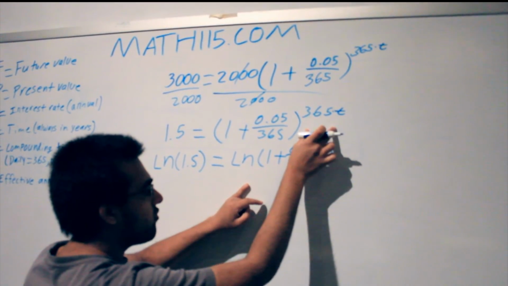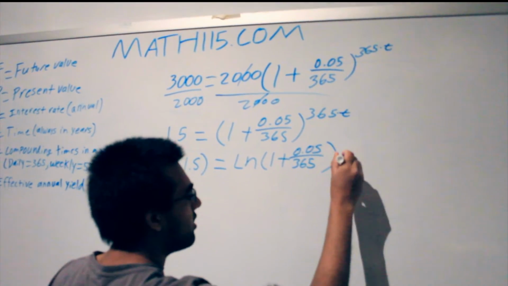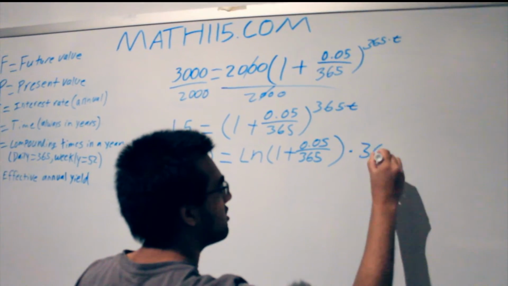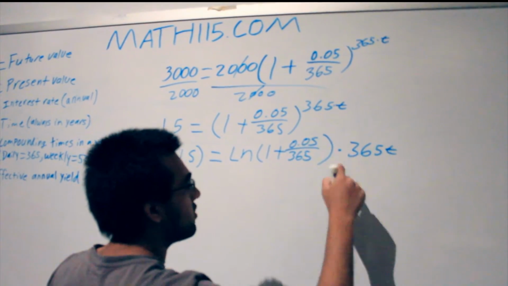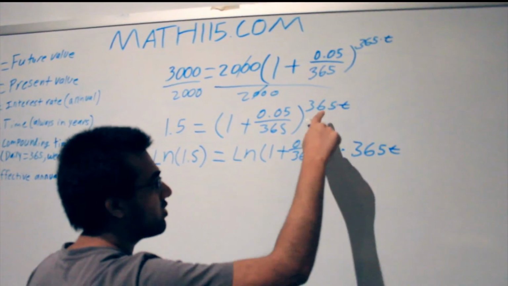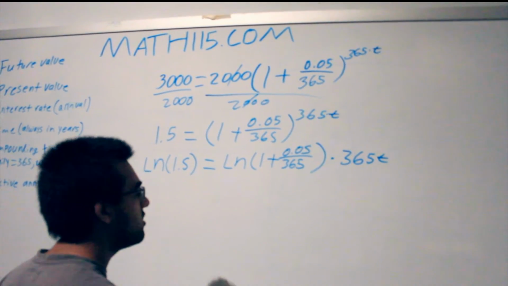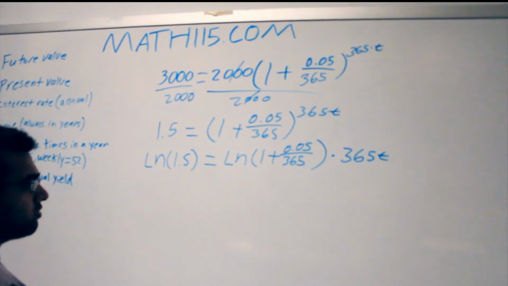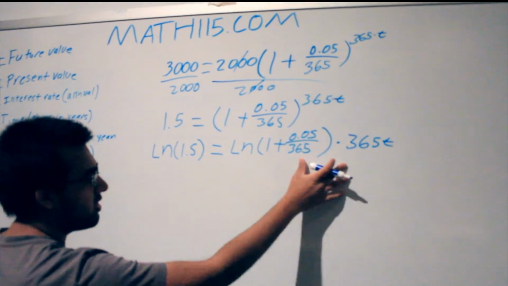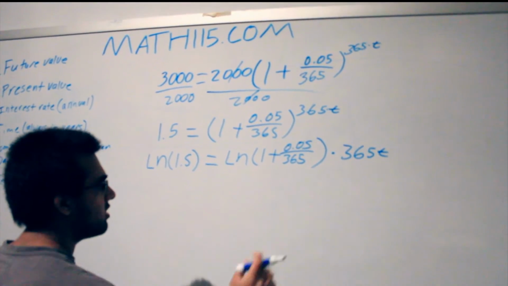to bring this down in front, so right here. So now we can do times 365t. So that's the difference. By doing this, we're allowed to bring this down and move it here. So now it's being multiplied rather than raised. So now all we need to do is divide by this whole mess right here to isolate the t.